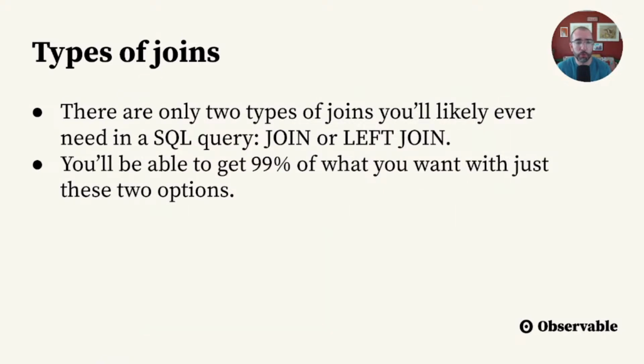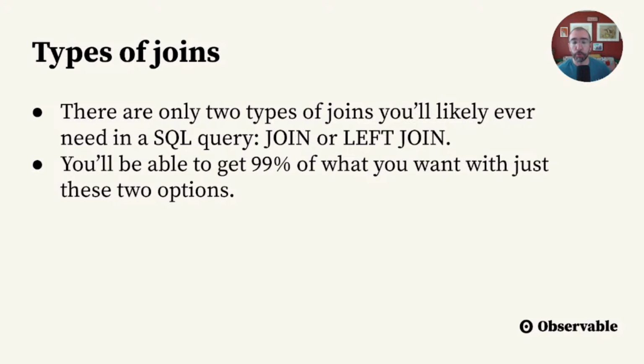The only two types of joins you're ever going to need are a join, which is also known as an inner join, but you just call it join. You don't need to use the inner anymore. That's kind of an older phrase for joins. And left join. That's it. Nothing else. Don't ever write anything else. If you do, you're probably making a mistake.